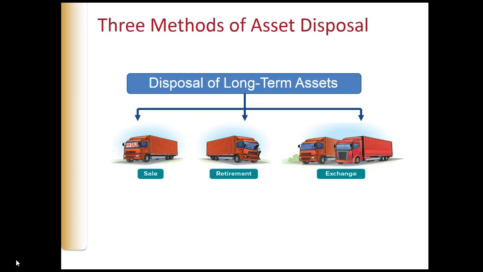A sale is the most common method to dispose of an asset. A retirement is when a long-term asset is no longer useful but can't even be sold. And an exchange occurs when 2 companies trade assets. In a trade, we often use cash to make up for any difference in fair values between the assets.